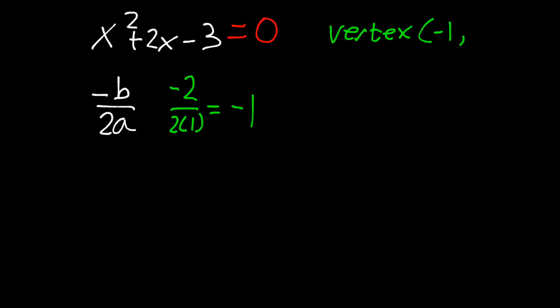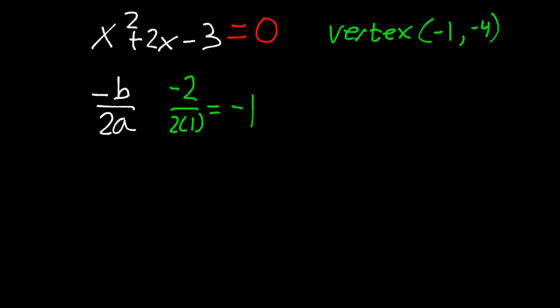So we have negative 1. Now we just have to substitute that into the original equation, and we have x squared, so negative 1 squared is a positive 1, plus 2 times negative 1, that's going to be a negative 2, so 1 plus a negative 2 is a negative 1, minus 3 is a negative 4. So our vertex is at negative 1, negative 4.